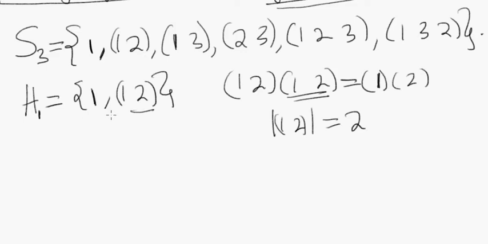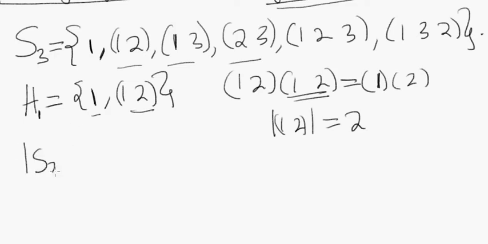H1 is a subgroup because we have the identity, and every element has its inverse in the group. The other thing is that it's closed: the identity times (1 2) gives us (1 2), (1 2) times (1 2) gives us the identity, and the identity times the identity gives us the identity. So it's closed under the operation, and associativity follows as well, because associativity holds for the group S3 from which this subgroup was picked.